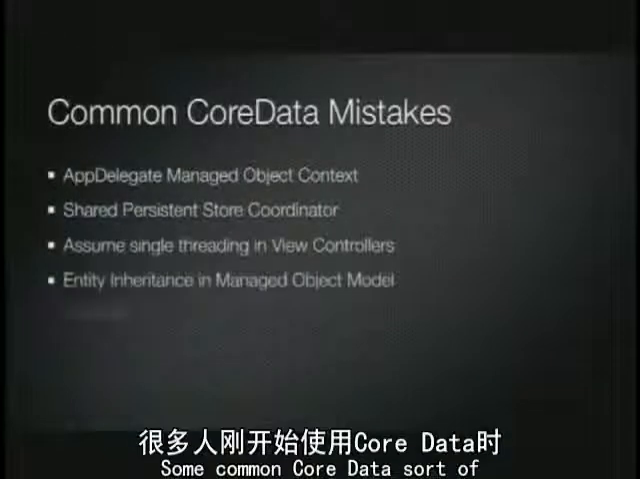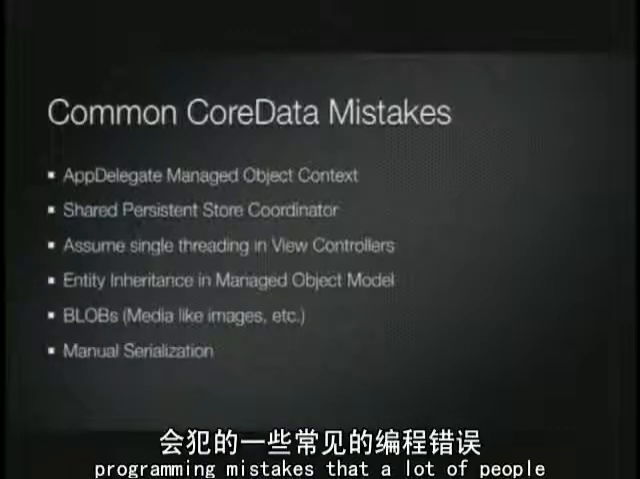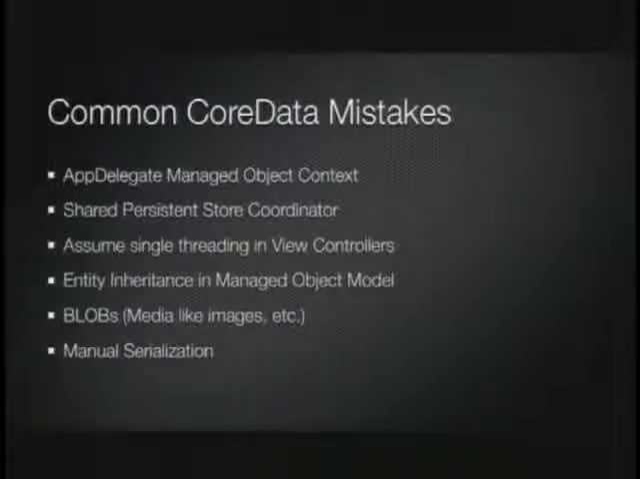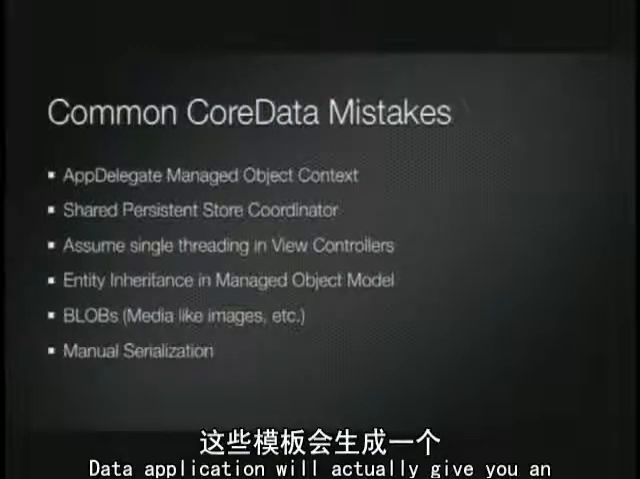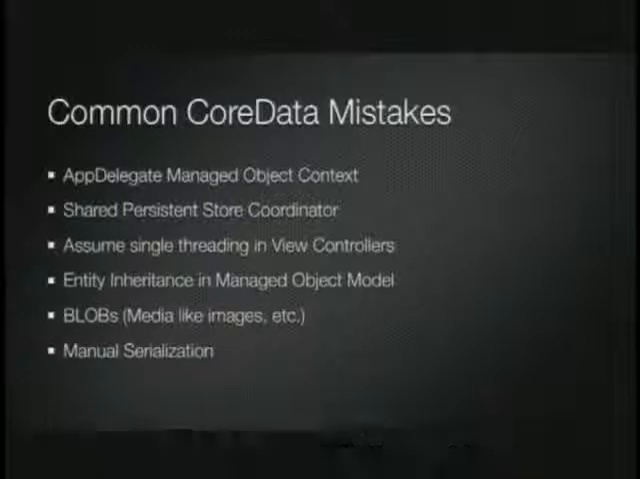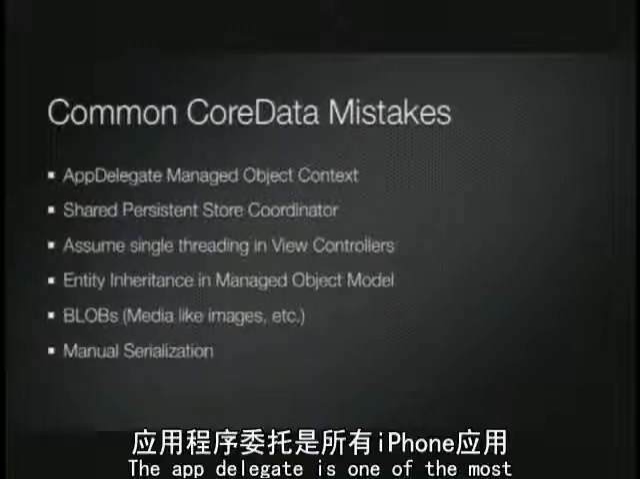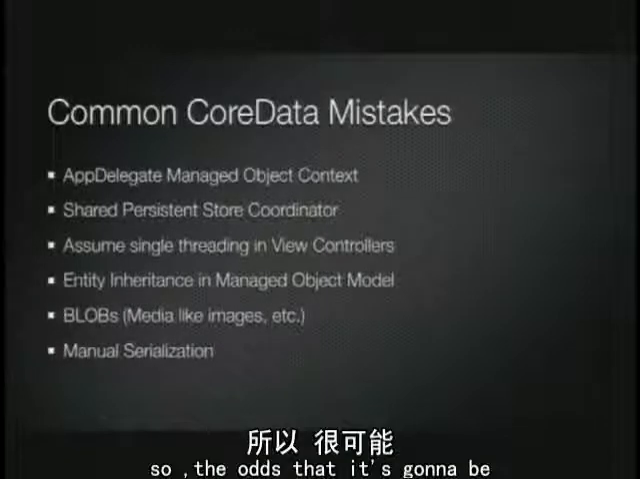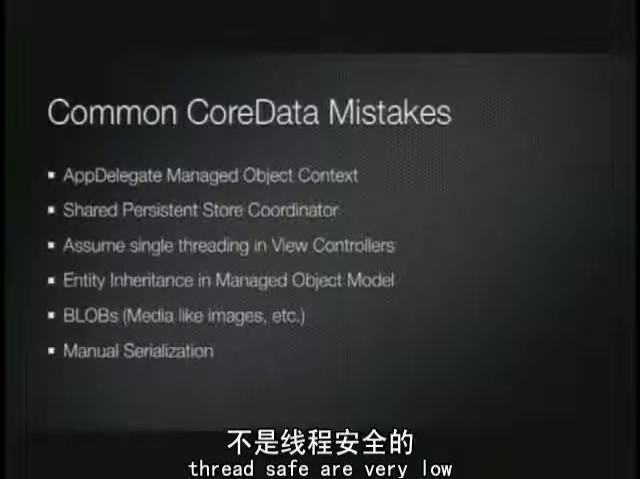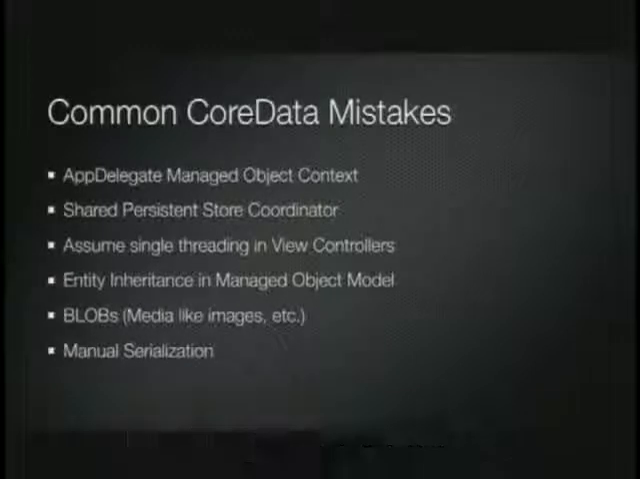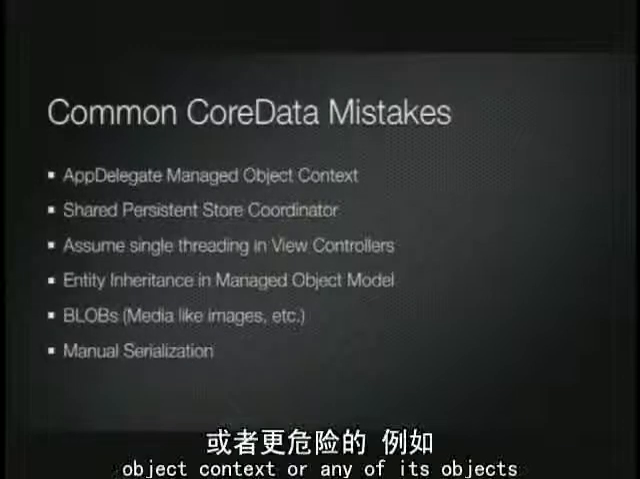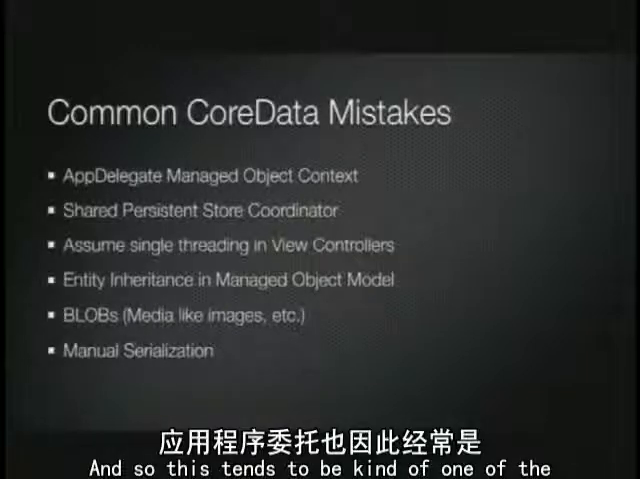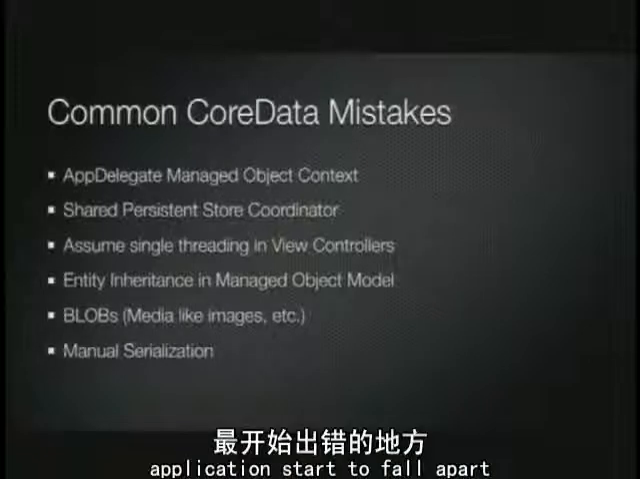Some common Core Data programming mistakes that a lot of people make when they first start working with it: the standard template for a Core Data application will actually give you an NSManagedObjectContext that lives in your app delegate. The app delegate is one of the most accessed pieces in any iPhone application, so the odds that it's going to be thread safe are very low. You should never share a persistent store coordinator or, even worse, a managed object context or any of its objects between two separate threads. And so this tends to be one of the first points where applications start to fall apart.